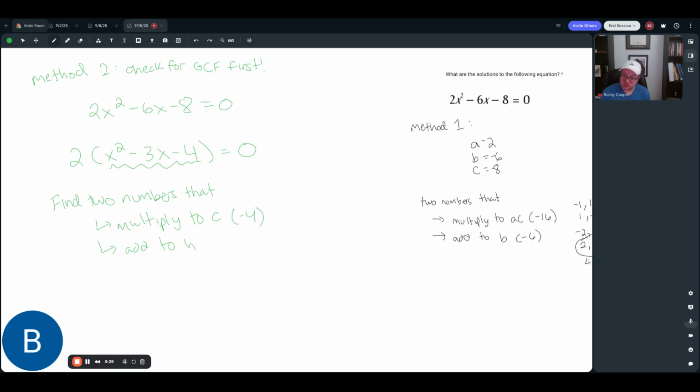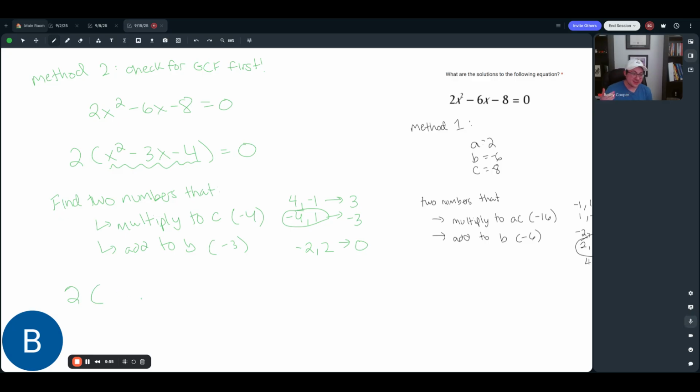And add to B, which is negative 3. So multiplies to negative 4, that could either be positive 4, negative 1, negative 4, positive 1, or negative 2, positive 2. And then which of these add to negative 3? Let's check it out. This adds to positive 3, negative 3. Hey, we got it. So our numbers here are going to be negative 4 and 1.